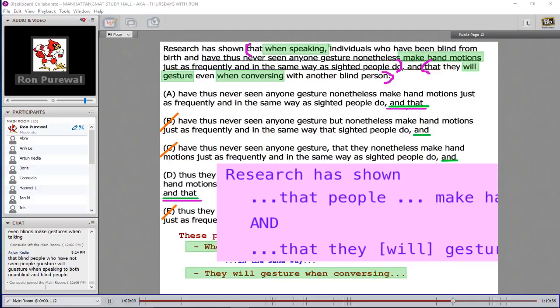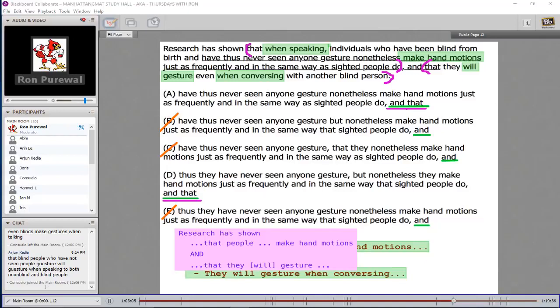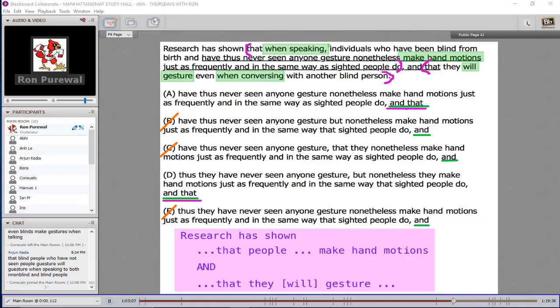Sorry, okay. Let's look for this in the choices. Choice A says that research has shown that people make hand motions and that they will gesture. That works.